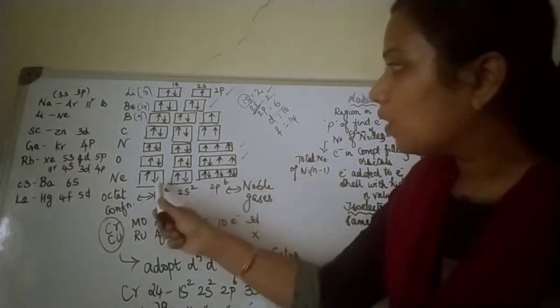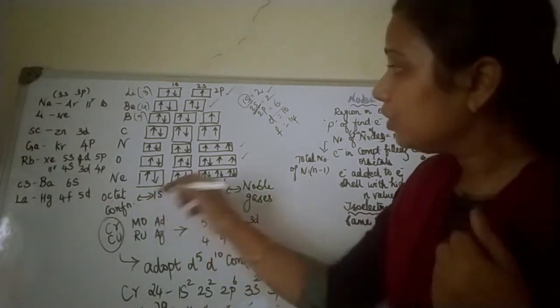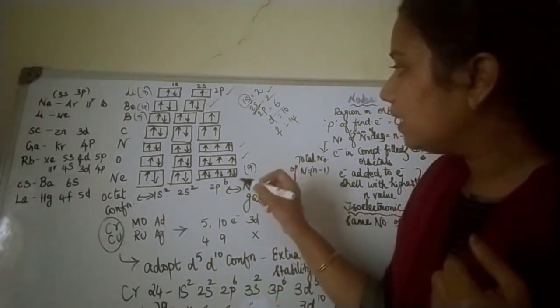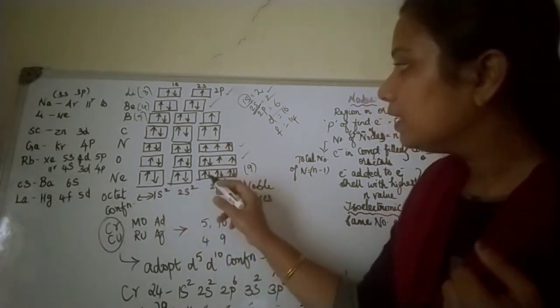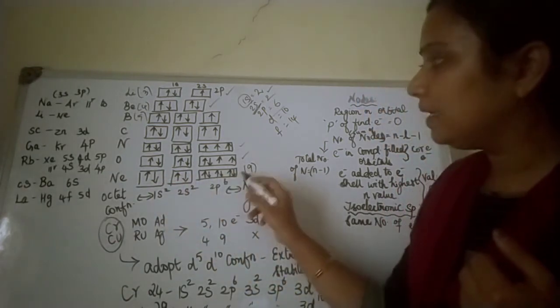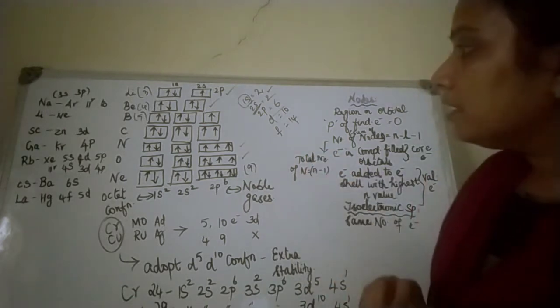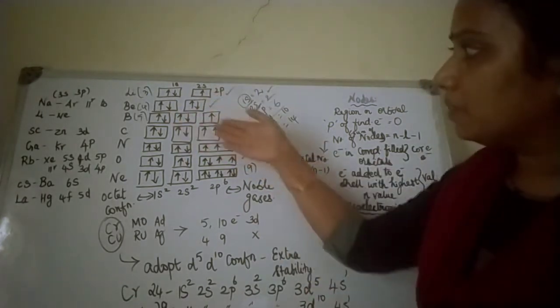Okay. Now what is for neon? See, neon's atomic number is 10. So how have I filled? 2 in 1s orbital, 2 in 2s orbital, 2, 4, 6 in p. So that is done. Children, no need to write the number of electrons every time.